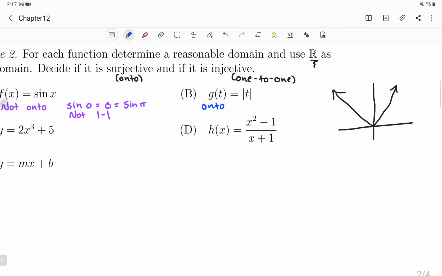Okay. What about 1-to-1? No, why not? Yeah, so give me an example. Yeah, g of 1 equals g of -1. So not 1-to-1. Don't worry, we'll get some that are.